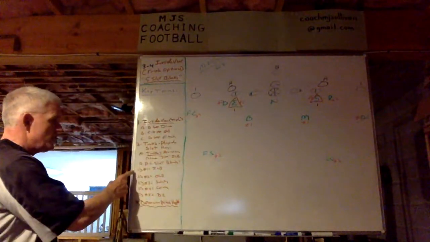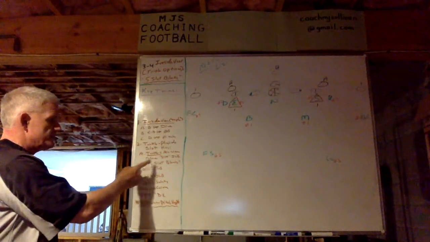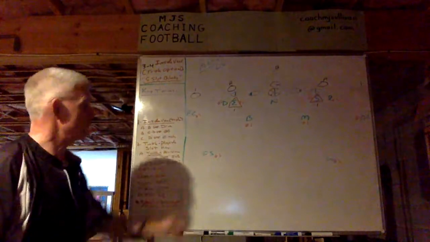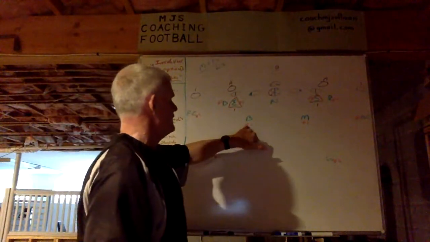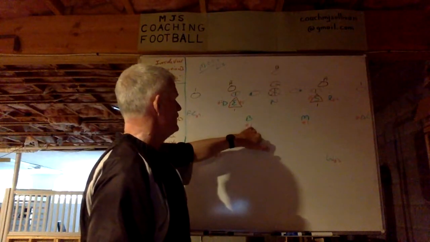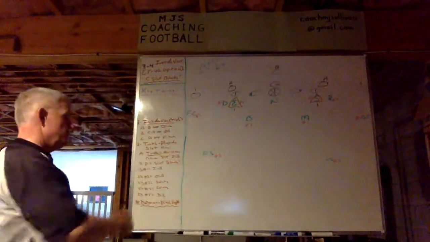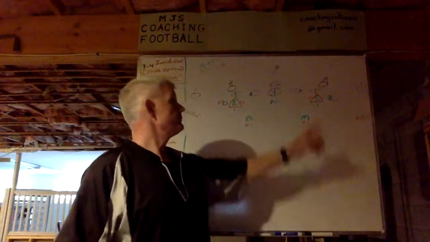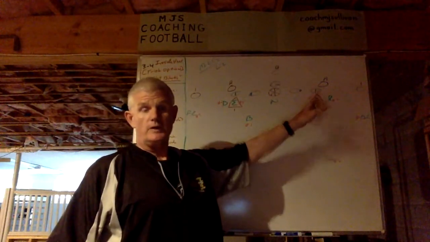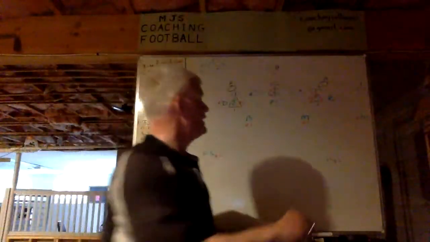So then this is how we teach it. The play side blocks are as follows, and that's what these numbers in red mean, right? The numbers tag symbol and the 1. So the number 1 block that we teach is the inside linebacker. Okay, so again, I'm going to keep it static.